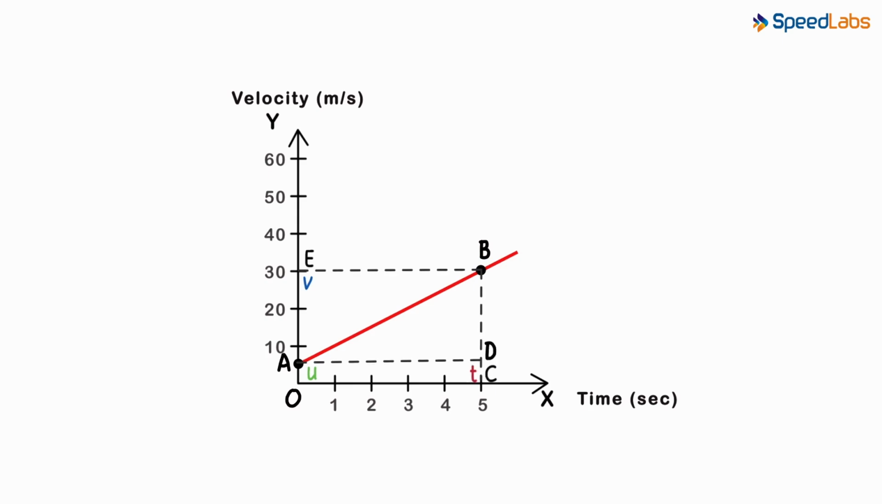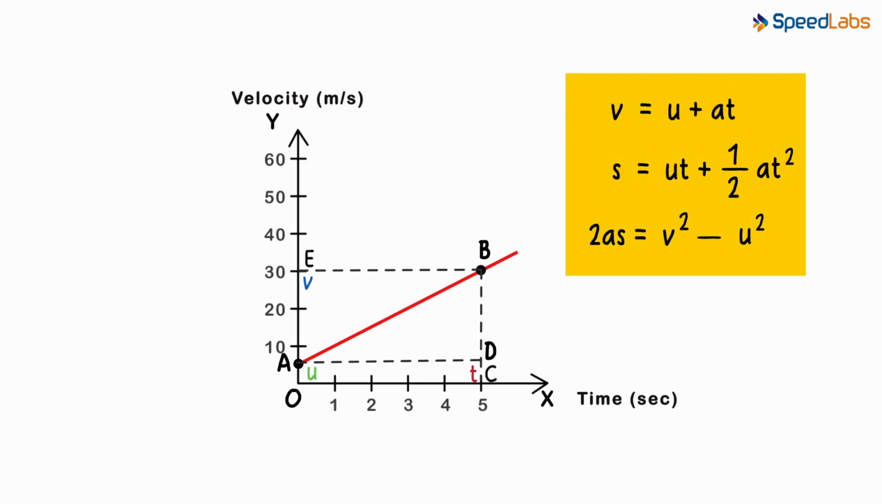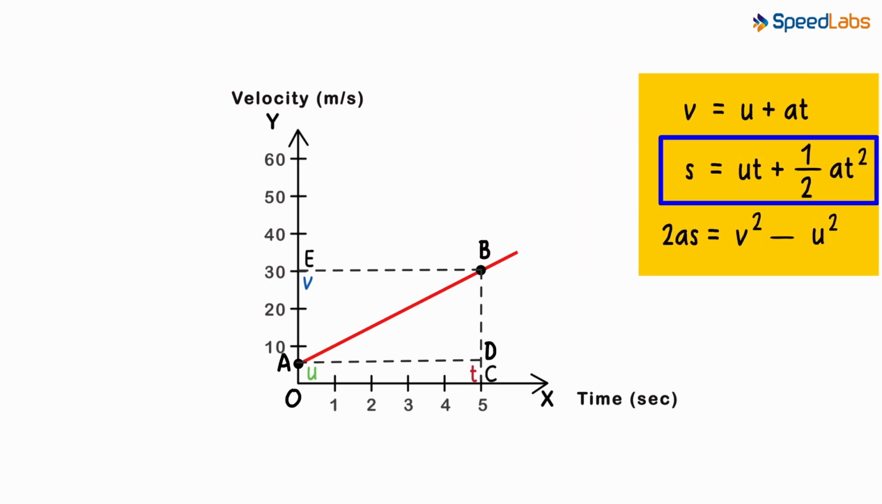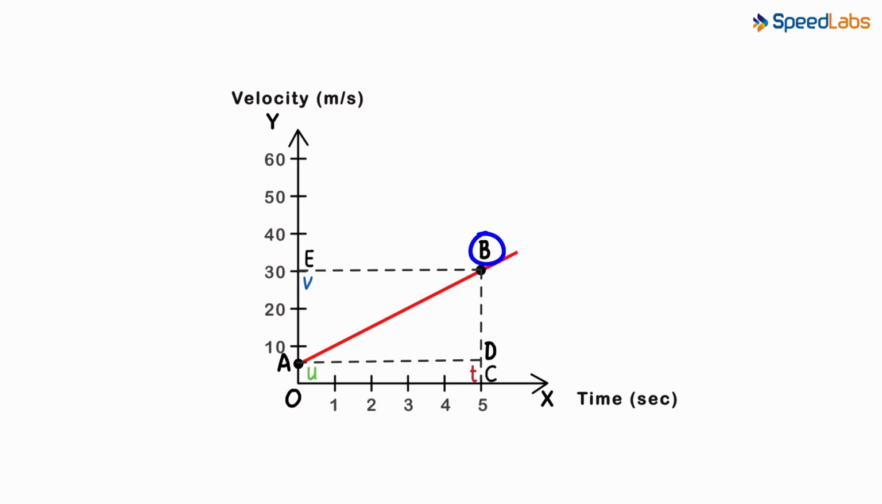Now let's draw the lines we'd drawn in the previous video. Don't forget, we want to prove the second equation of motion in this video. From B, we drew lines to the time and the velocity axis. We have BE and BC. We also drew AD to help us see the difference between the initial and final velocity.